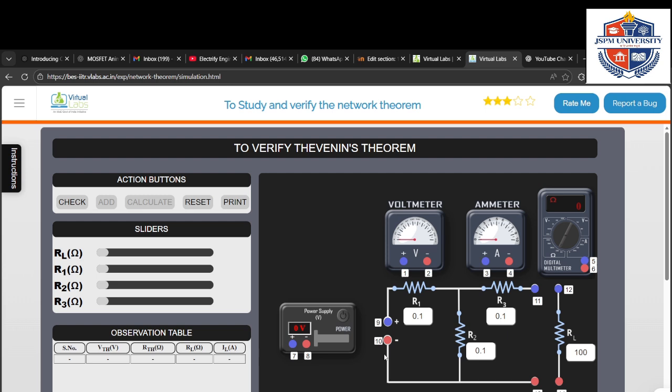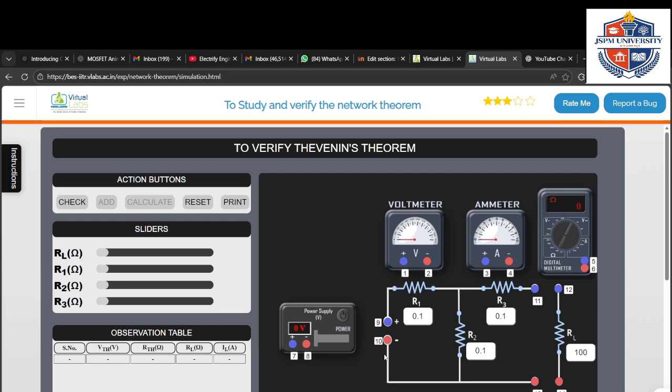Second, in the previous case we shorted the terminal across the load and measured the current flowing through it. That we considered as Norton's current. But here, we are removing the load resistance and connecting the voltmeter across it, and we are measuring the voltage across the particular terminal, and that voltage is V Thevenin. So if we know V Thevenin and the Thevenin's resistance, we can calculate the load current as V Thevenin divided by R Thevenin plus RL.